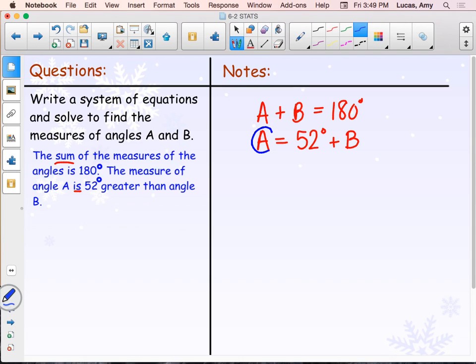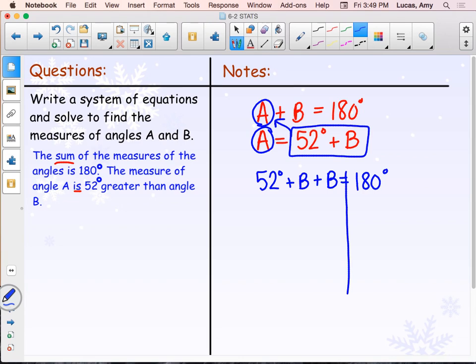Now I have A equals 52 plus B, so I can replace the other A with 52 plus B. So this is what my top equation would change to. 52 plus B replaces the A, then plus B equals 180. B plus B. Remember, these are each 1B. So 1B plus 1B is 2B. So 2B plus 52 degrees equals 180 degrees. Then I subtract the 52 on both sides.